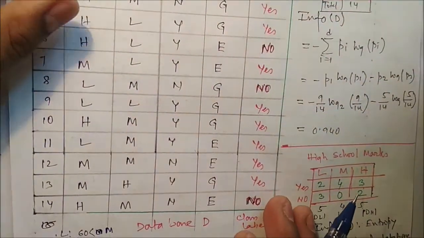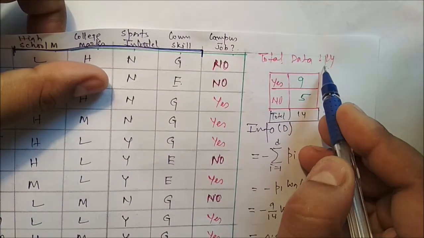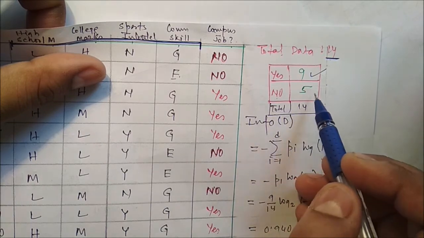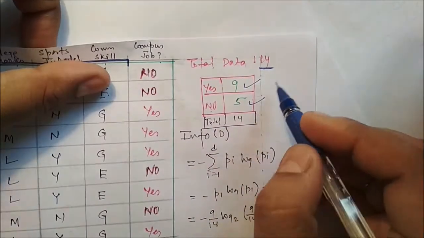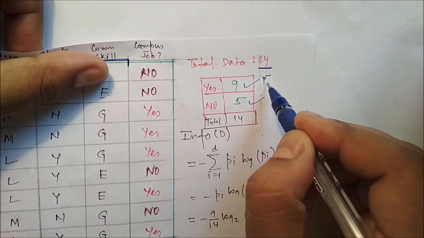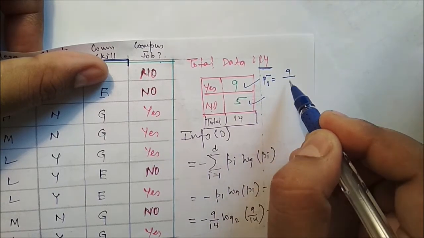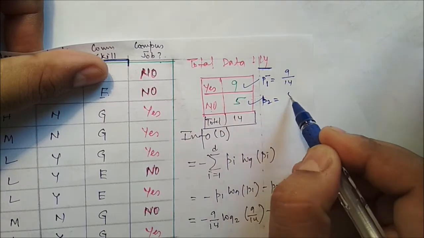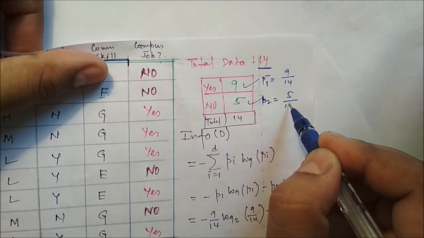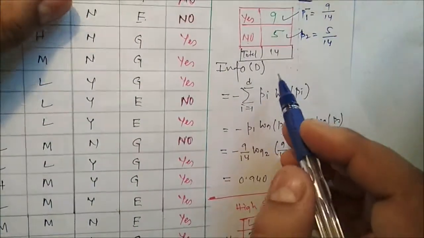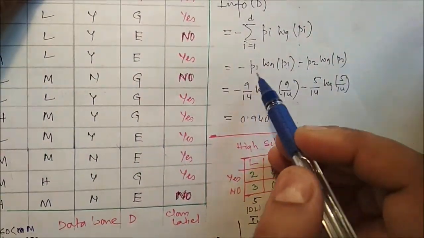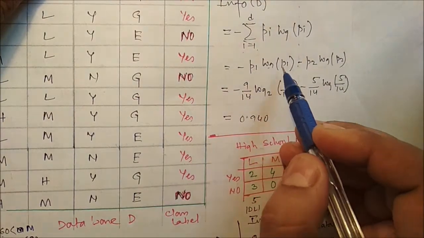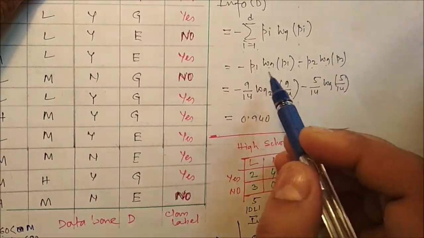So we have to identify that the total data is 14. Total yes is 9 and total no is 5. So the probability of yes, that is P1, is 9 by 14, and the probability of no is 5 by 14. So how do we calculate Info(D)? It is minus summation i equals 1 to m of pi log pi, so minus P1 log P1 minus P2 log P2. What is P1? 9 by 14.